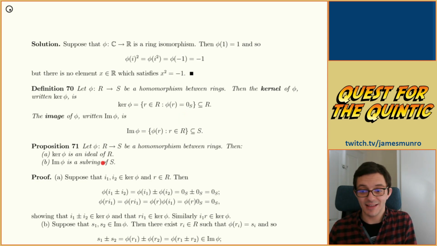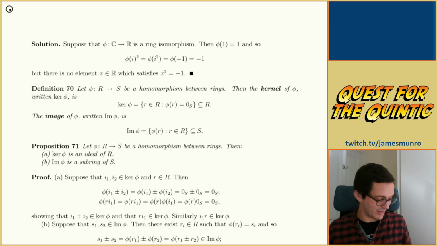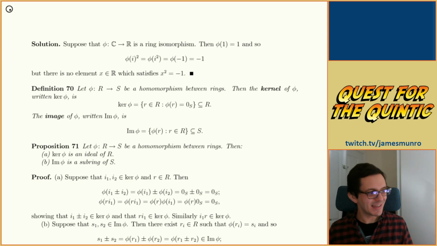And the kernel is an ideal, and the image is a subring. Fine, okay. The kernel is an ideal because whenever you... I mean, it's just at the bottom of this page. I should just read on, right? Rather than trying to think about it. No, thinking's good for me.